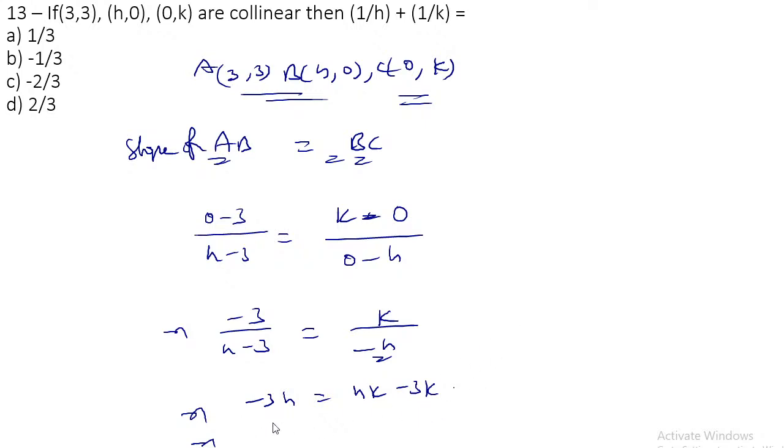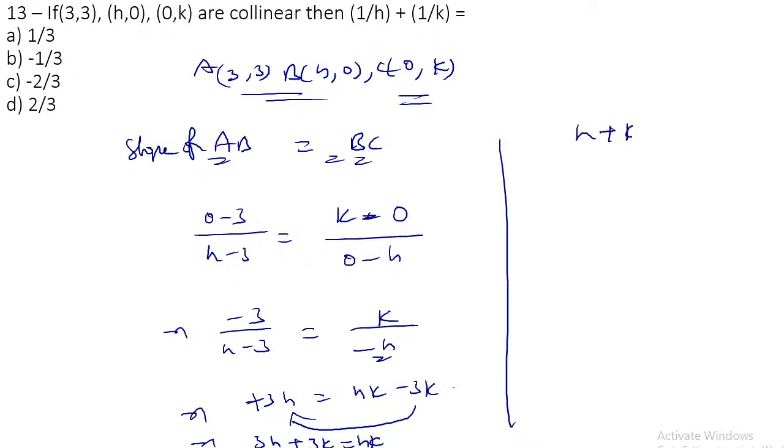If we minus 3h, isn't it? Minus 3h is equal to, sorry, this is plus 3h, minus into minus. So now let us drag this minus 3k on the right side to left side. 3h plus 3k is equal to hk. Taking 3 common, h plus k is equal to hk.